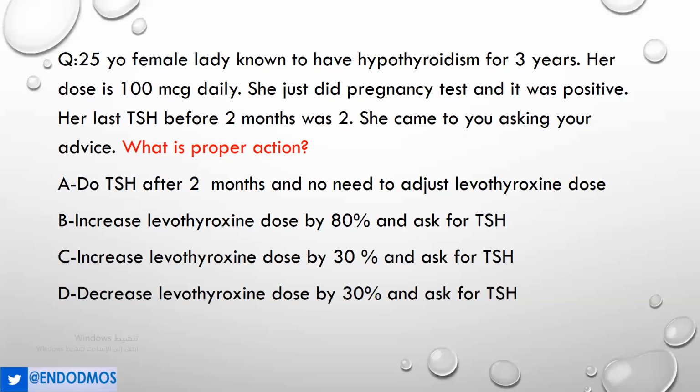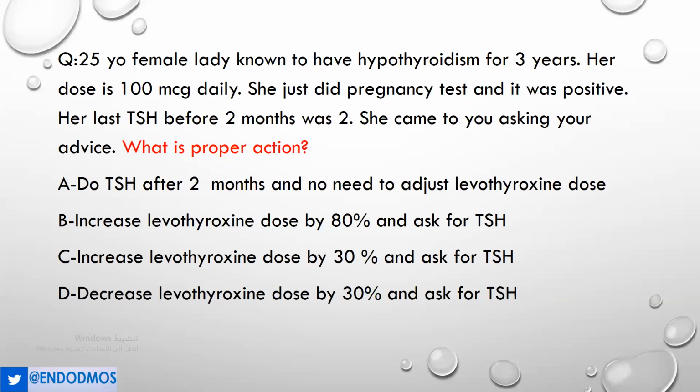Dose is 100 mcg daily. Just did pregnancy test and it was positive. Her last TSH before 2 months was 2. She came to you asking your advice. So what is your proper action?